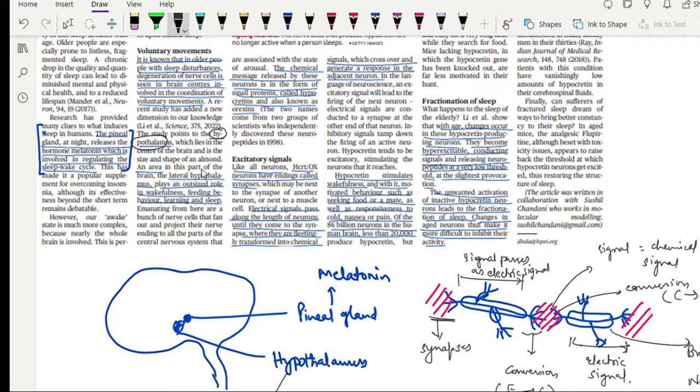Now with age, changes occur in these hypocretin producing neurons. They become hyper excitable, conducting signals and releasing neuropeptides at a very low threshold.